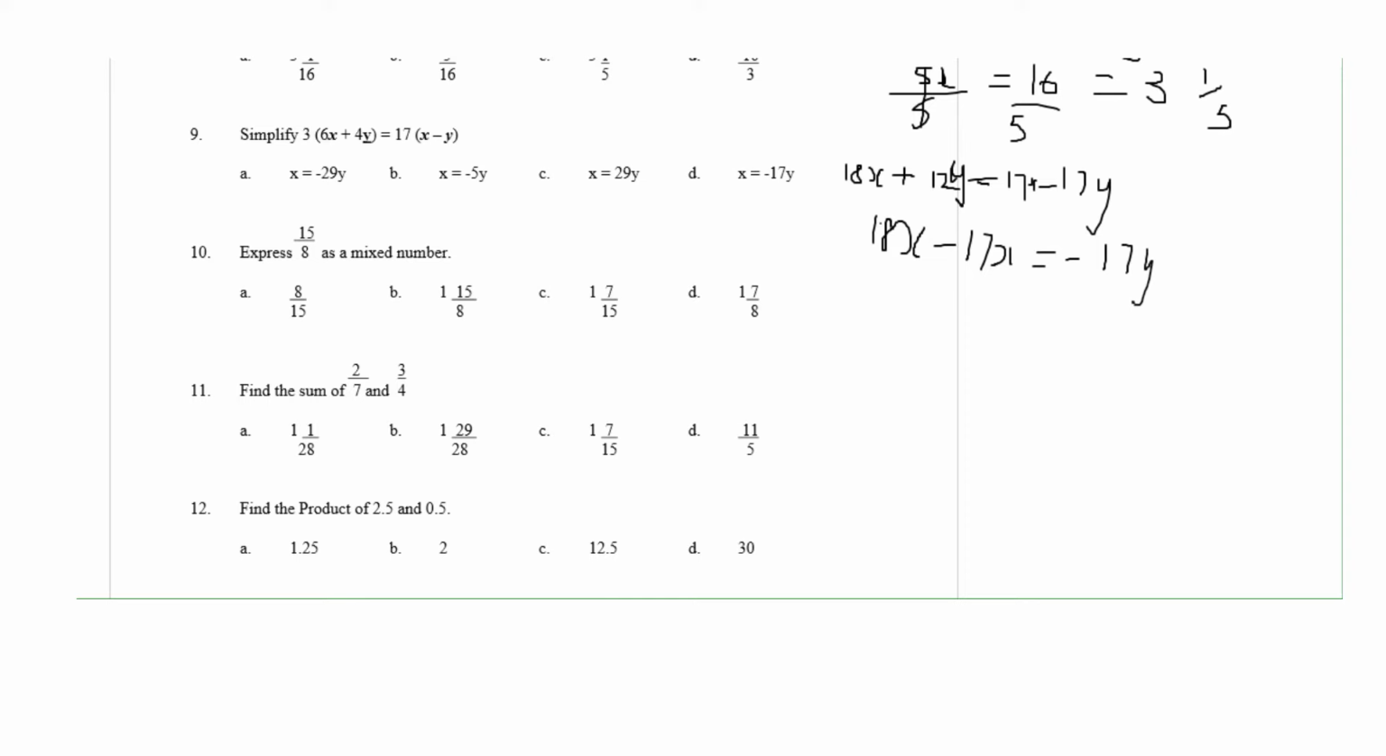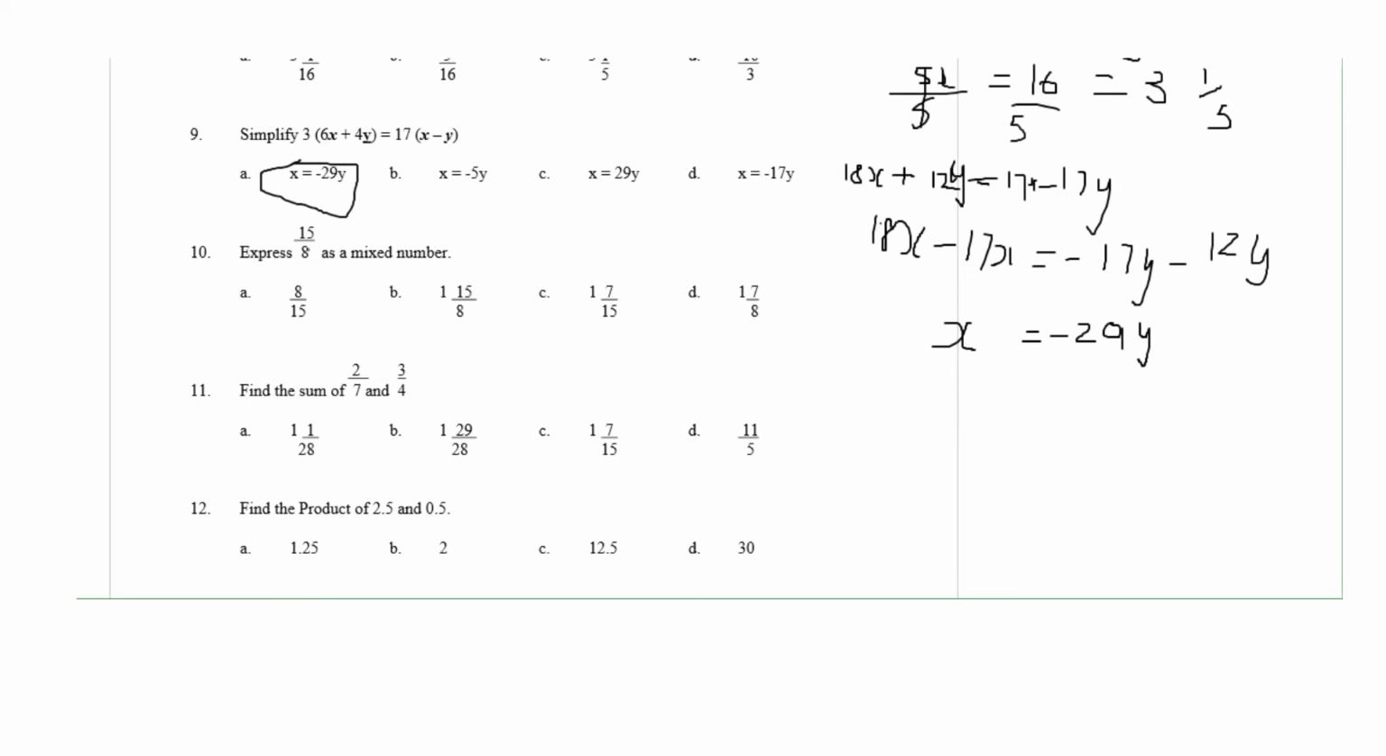And I'm gonna bring over my positive 12 to be negative 12y. And negative 17 plus negative 12 is negative 29y, and 17 minus 18 is 1, and 1 is x. X, you don't need to write 1x, that's x. So the answer is x equals negative 29.